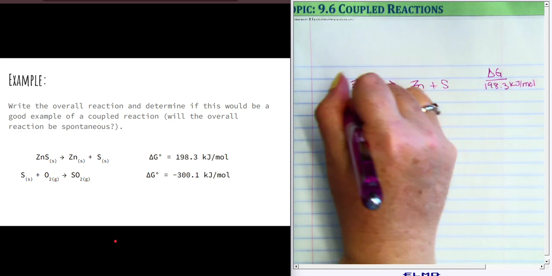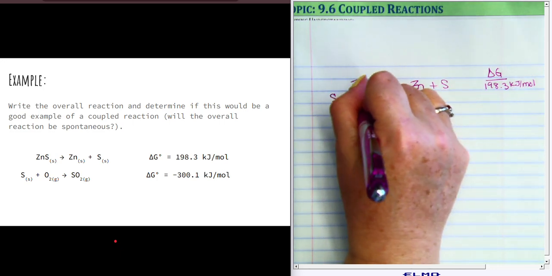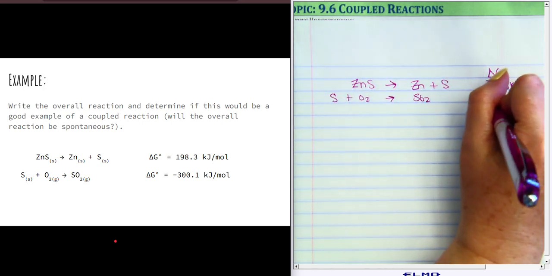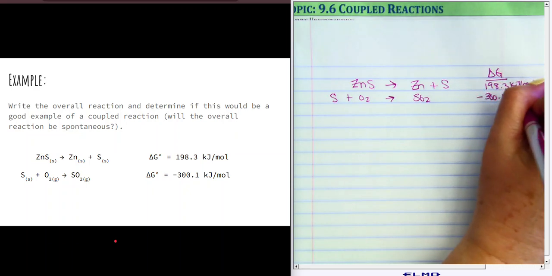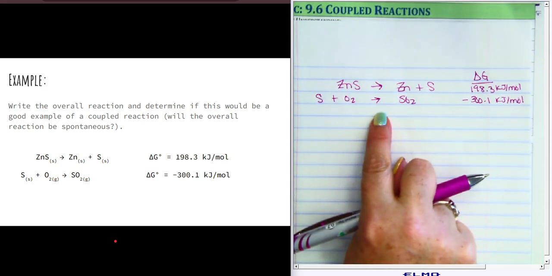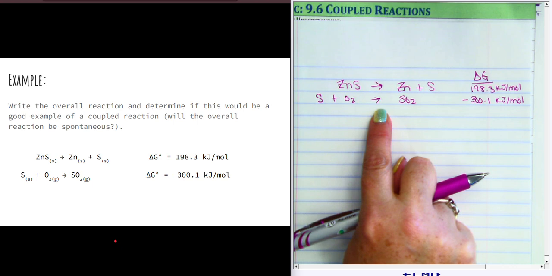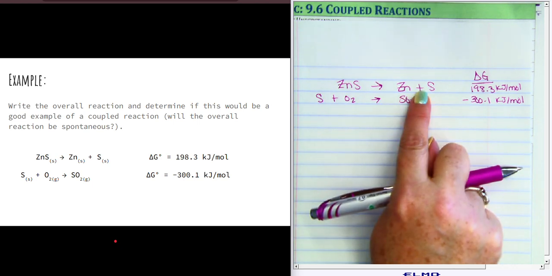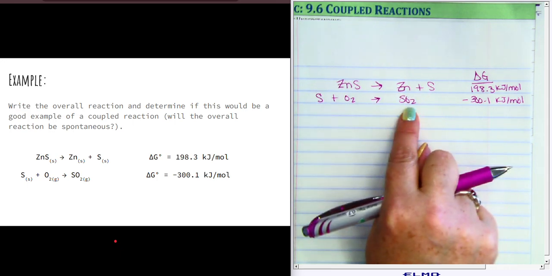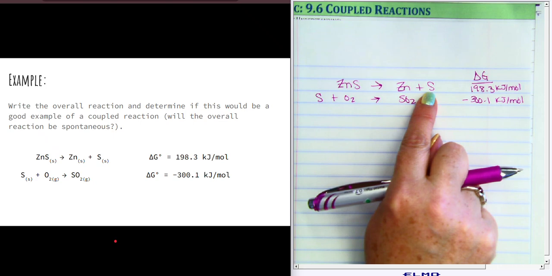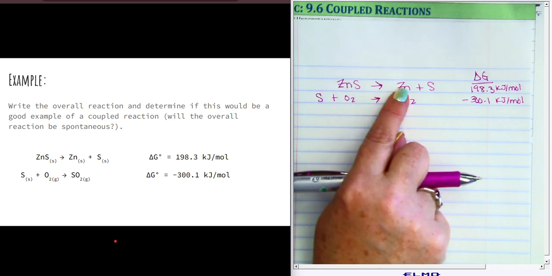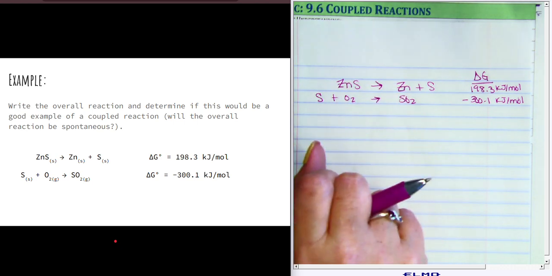And then if I take the sulfur and I mix it with oxygen, I will get that sulfur dioxide, and that's a negative 300.1 kilojoules per mole. So spontaneous, this will happen. The only thing is it just needs a little bit of sulfur to make it happen. And if it gets it, then it'll react with the oxygen and give us sulfur dioxide. And then if this is pulled away to come down here and react with the oxygen, then more of the zinc sulfide is going to decompose.